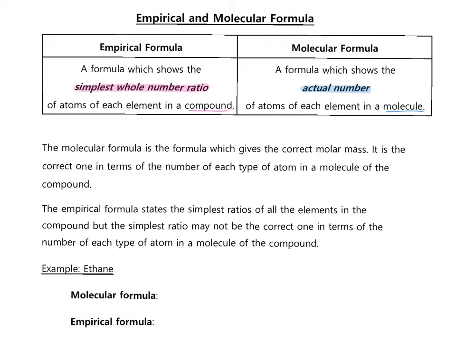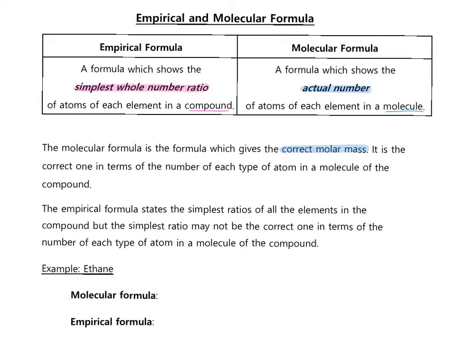Down below that in your notes, you have a couple of important points. Firstly, that molecular formula is the one that gives the correct molar mass, because obviously it has the actual number of atoms within a molecule, and we need to know the actual number of the atoms in order to calculate a molar mass. The empirical formula, as we said, states the simplest ratio, and it could be the same as the molecular formula, but it may not be the correct one in terms of the number of each type of atom, and therefore we cannot necessarily calculate our molar mass from that.